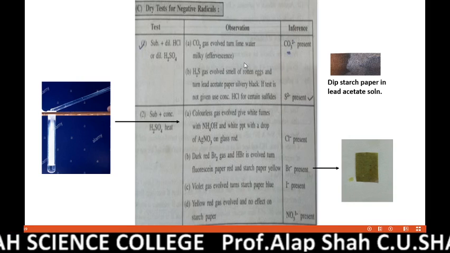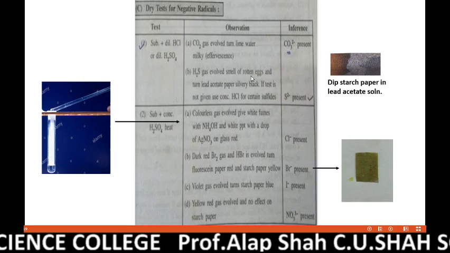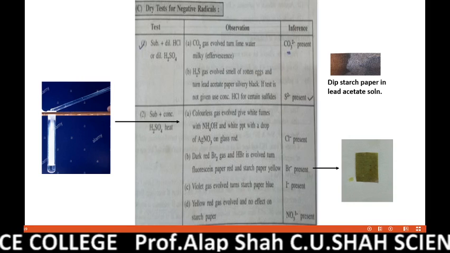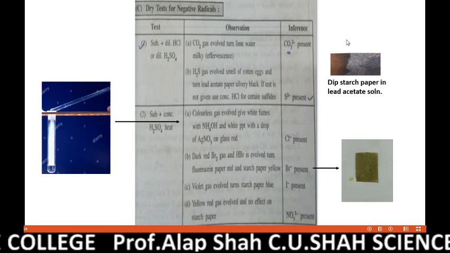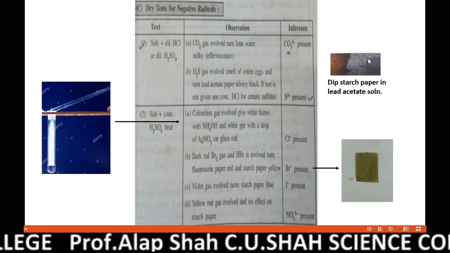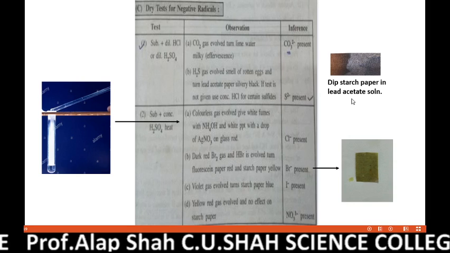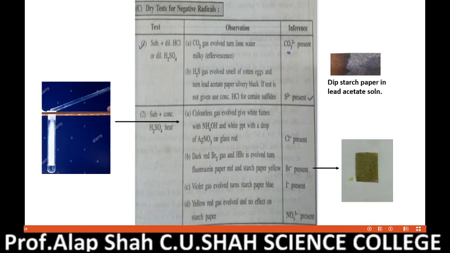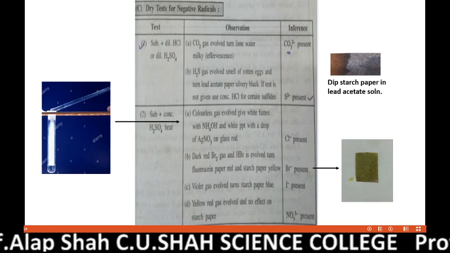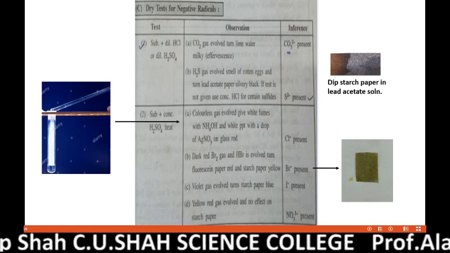In the same test, if you experience a gas with a bad smell, a rotten egg smell, in that case you should take the starch paper which is available in the laboratory. It is a pure white strip. You have to dip the starch paper into the lead acetate solution. You will find lead acetate solution in the inorganic reagents. Dip the starch paper, so that paper is called a lead acetate paper.